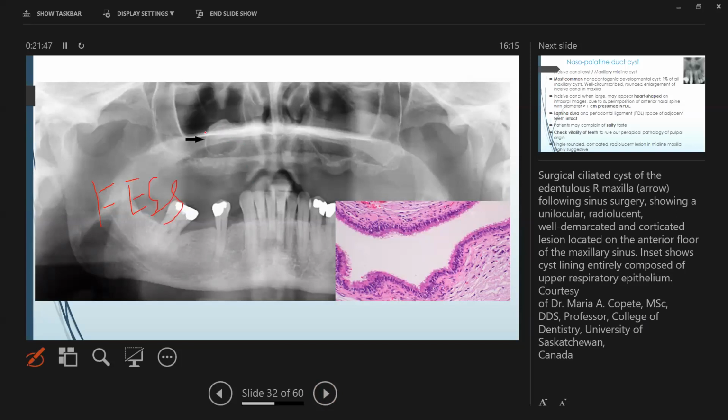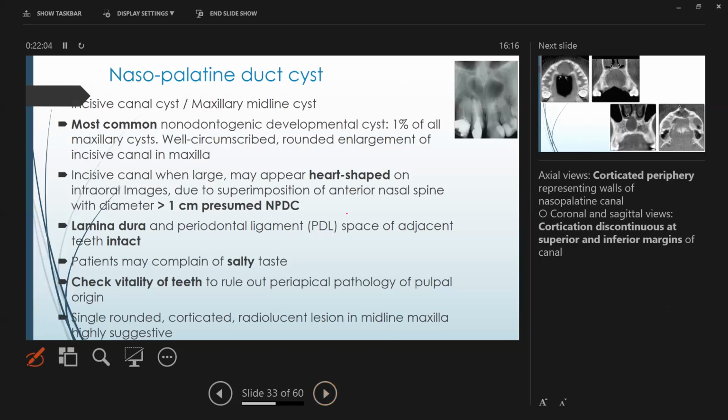So when the patient gives you a history of sinus surgery, and when you see a cyst in relation to that, then it is most likely to be a pseudociliated cyst of the maxilla. But it's very uncommon, so that's why I don't want to go into the details. But just for your knowledge and completion, we have to know about it.